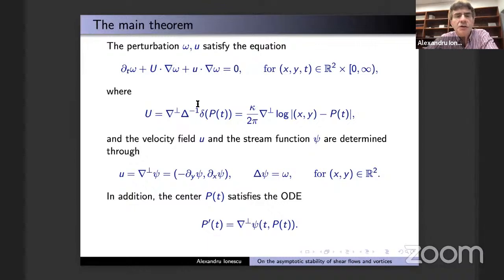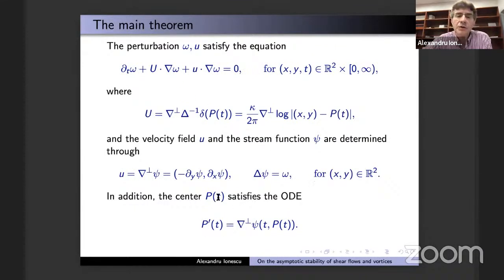And then we are writing the equation. If we think that this is the solution, we need an equation for two parts. We need an equation for omega, the smooth perturbation, and then we need an equation for the location of the vortex. The equation for omega is dt omega plus capital U grad omega plus little u times grad omega is equal to zero. Capital U is obtained from the vortex, so it's an explicit function centered at the point p of t. And little u is obtained in the same way, as the gradient perpendicular of the stream function, and the stream function is obtained as the solution of delta psi equal to omega. So this is the equation for omega.